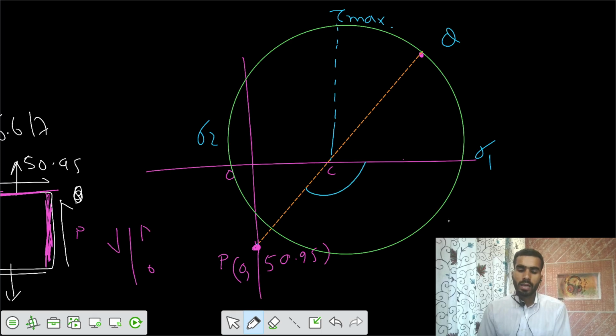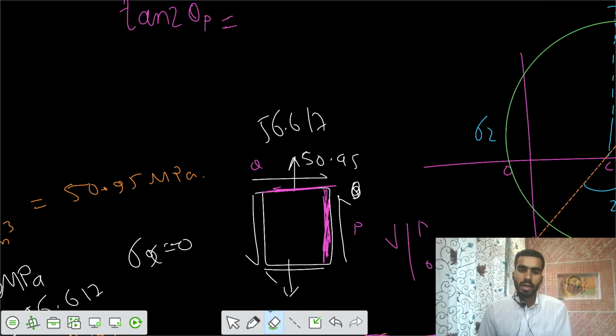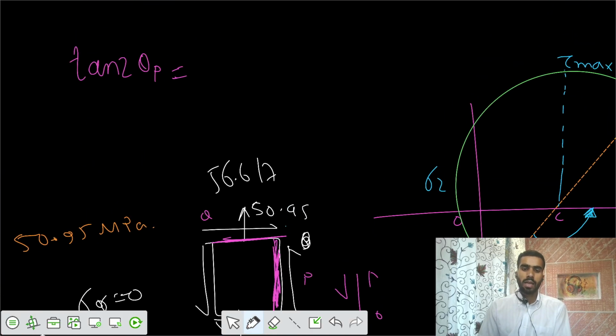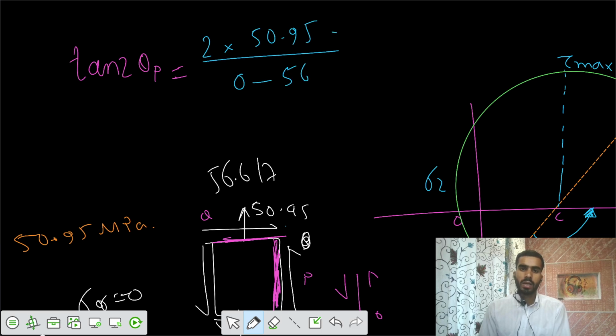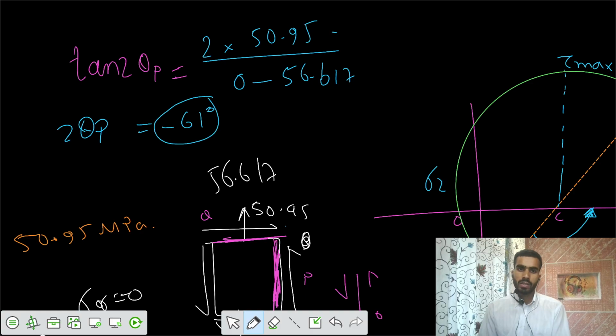And what is the theta location of that principal plane with respect to your plane P? I can call it 2 theta P1. And if I calculate that with respect to plane P, there is some 2 theta P with respect to the vertical plane where your major principal stress is acting. So if I write that equation, 2 tau xy by sigma x minus sigma y, I can get the value of 2 theta p equals minus 61 degrees. If I go, that means this is your anti-clockwise 61 degrees.